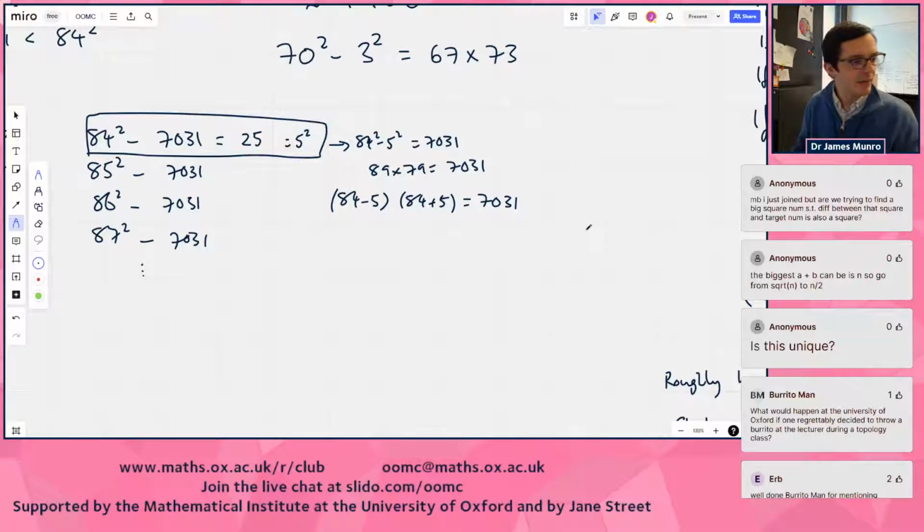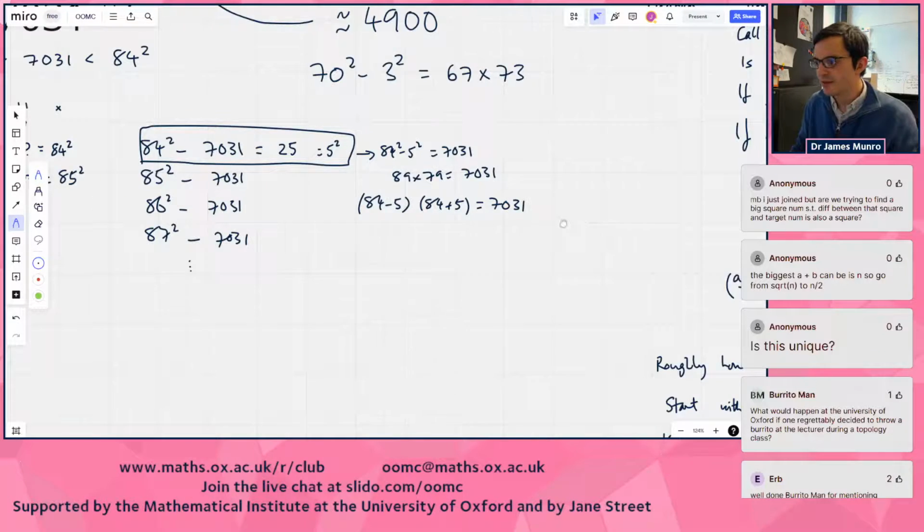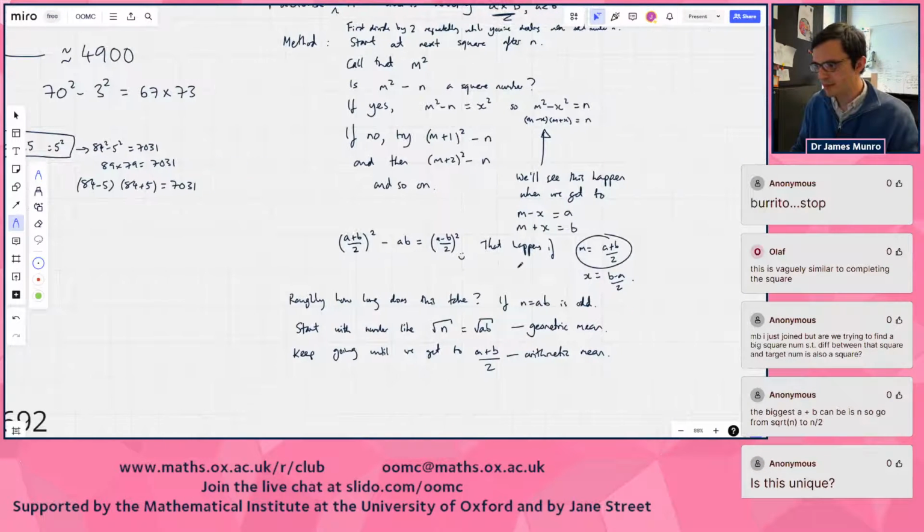I also feel like that might be enough burritos now. I think that's probably enough burritos. Okay.